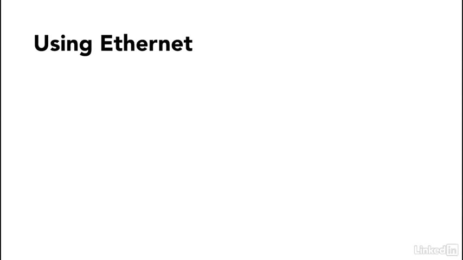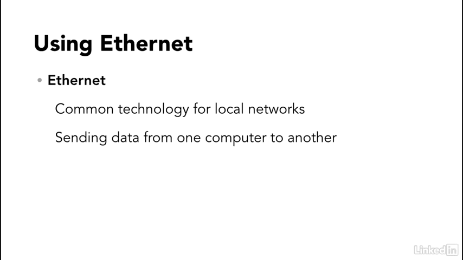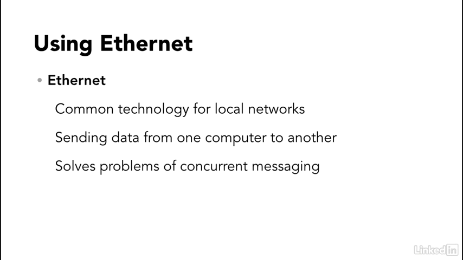I'd like to talk about using Ethernet. Ethernet is a common technology for local networks. The goal of Ethernet is to send data from one computer to another. The Ethernet protocol is designed to solve the problem of concurrent messaging. In other words, if two computers are trying to talk at the same time, Ethernet will prevent them from interrupting each other. Ethernet is a link layer protocol.